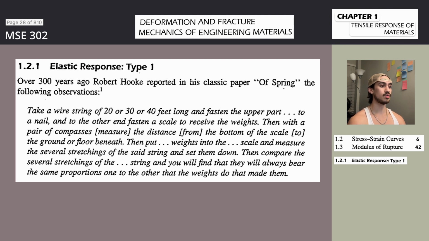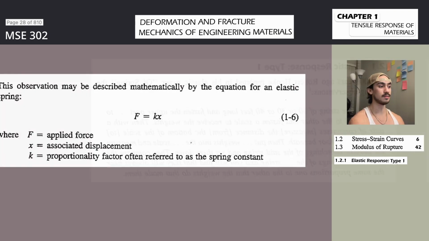1.2.1 Elastic response, type 1. Over 300 years ago, Robert Hooke reported in his classic paper on springs the following observations. Take a wire string of 20 or 30 or 40 feet long and fasten the upper part to a nail, and to the other end fasten a scale to receive the weights. Then, with a pair of compasses, measure the distance from the bottom of the scale to the ground or floor beneath. Then put the weights into the scale and measure the several stretchings of the said string and set them down. Then compare the several stretchings of the string, and you will find that they will always bear the same proportions one to the other that the weights do that made them.